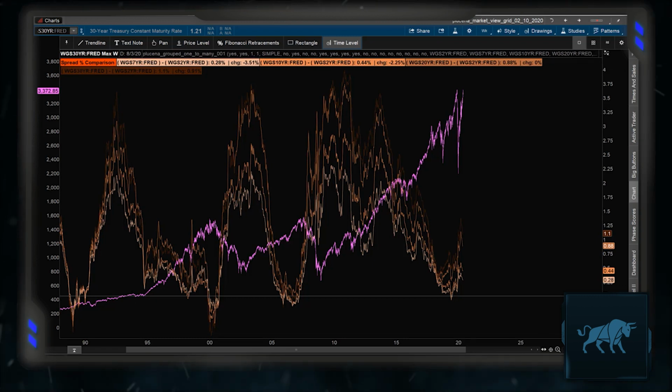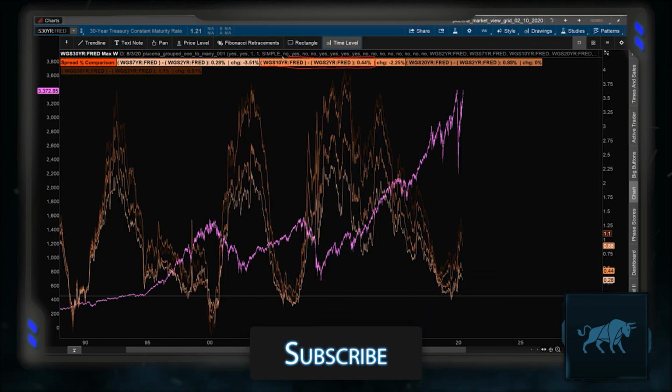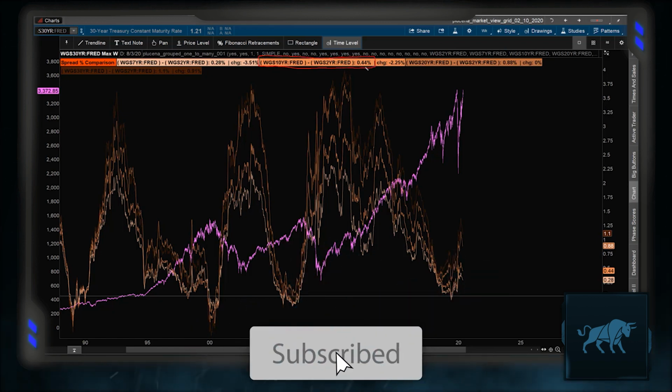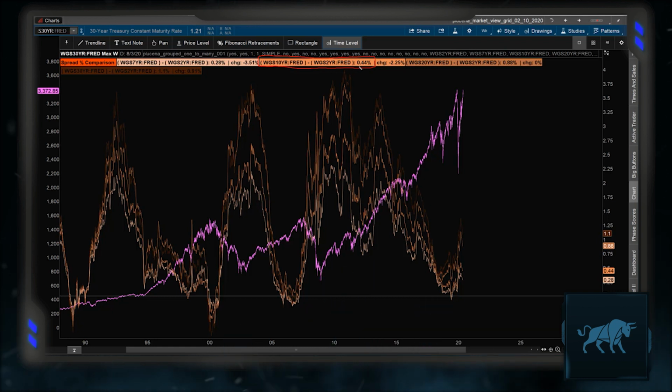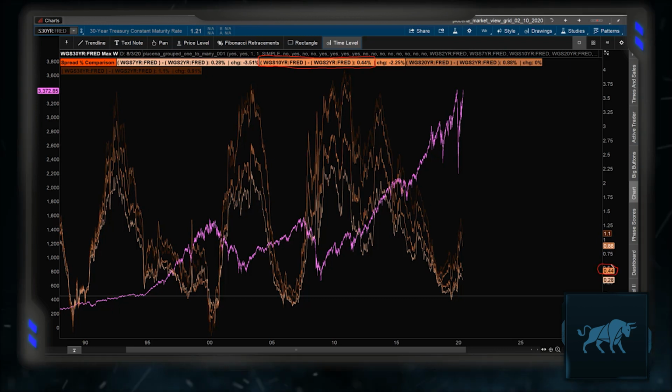For example, the one that you commonly hear discussed in the news is the 2s, 10s, the 2-year versus the 10-year treasury, which is the one that I am circling right now. Currently, it is at 0.44%. This is also referred to as 44 basis points. You can see that on this right axis, and it corresponds to this particular line.